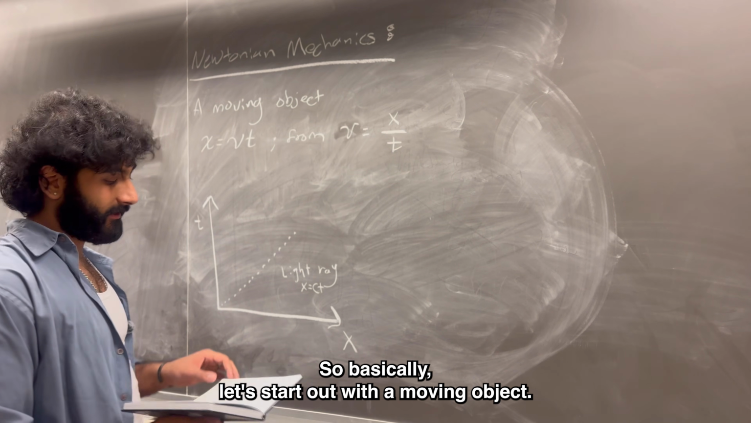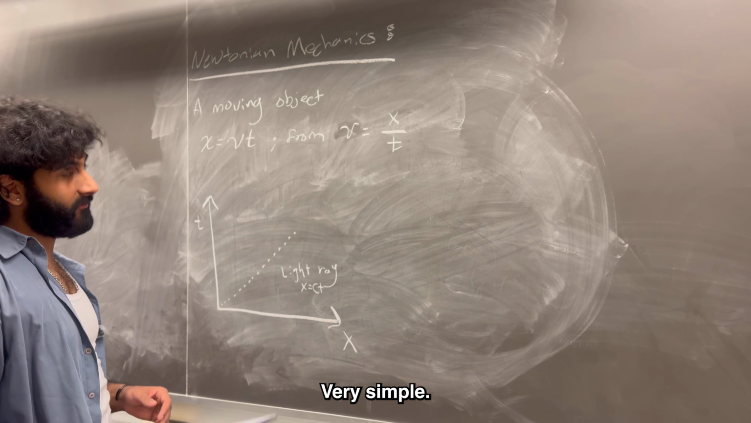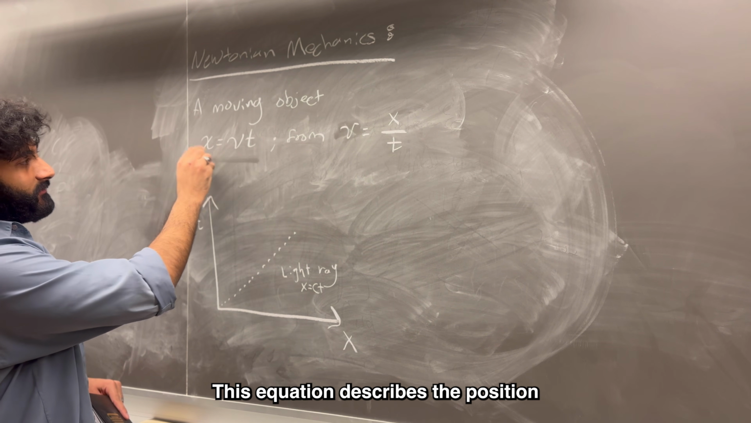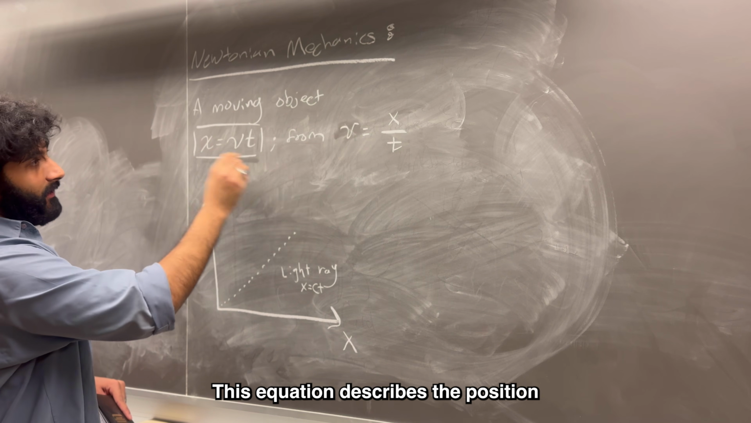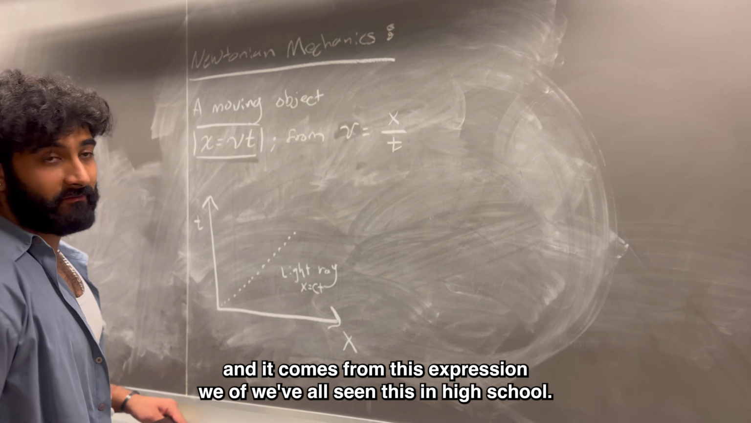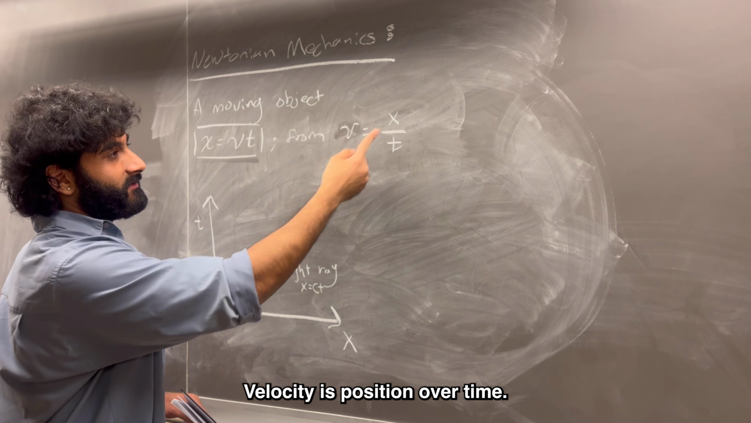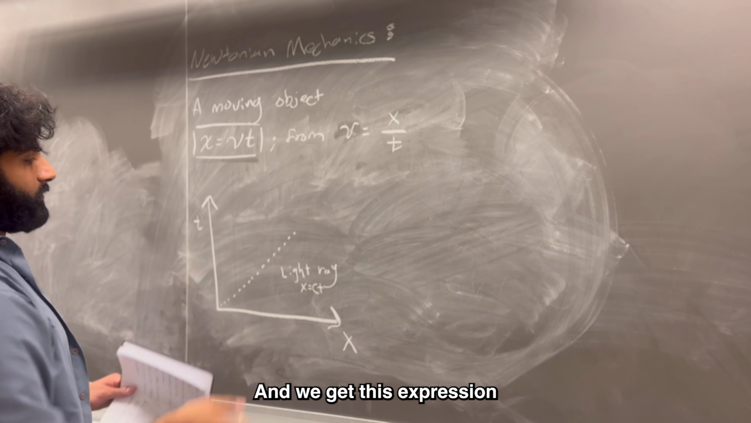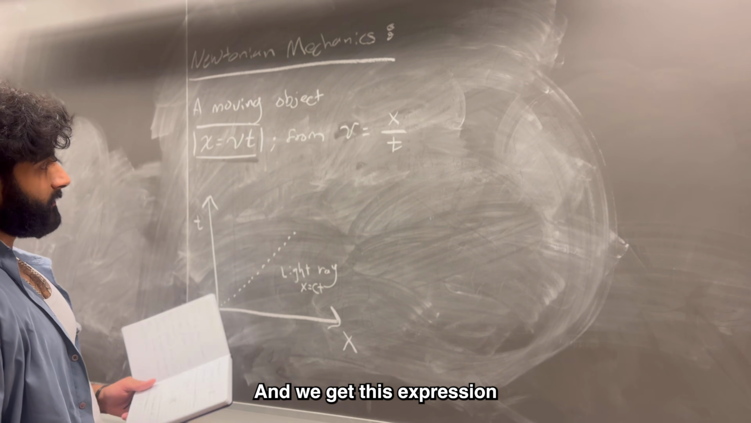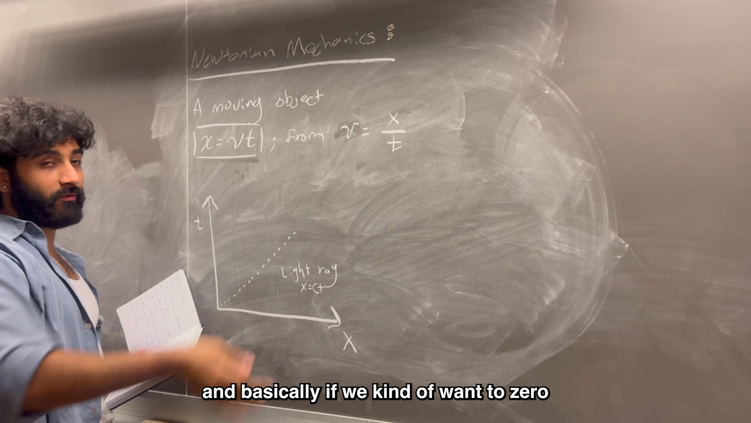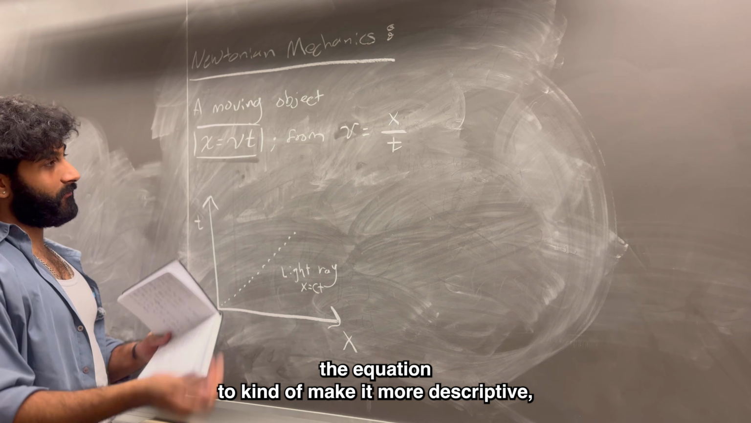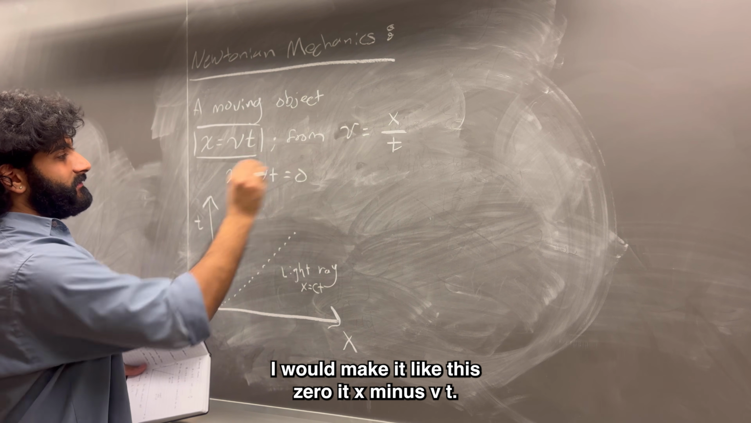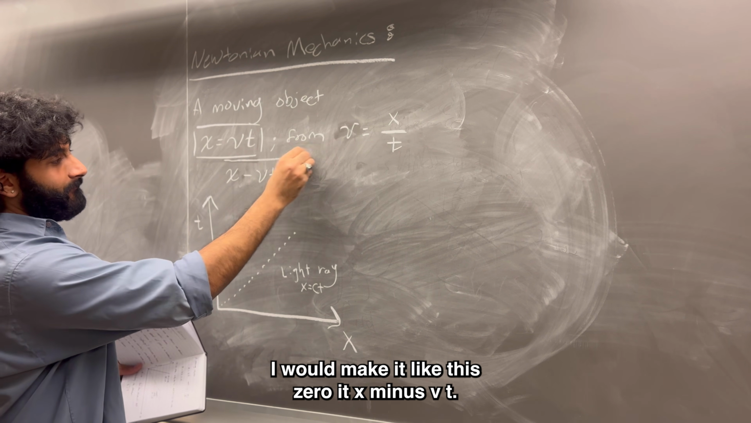So basically, let's start out with a moving object, very simple, and this is the equation of the moving object. This equation describes the position, and it comes from this expression. We've all seen this in high school. Velocity is position over time. So we manipulate that and we get this expression. And basically, if we want to zero the equation to make it more descriptive, I would make it like this. Zero it, x minus vt.